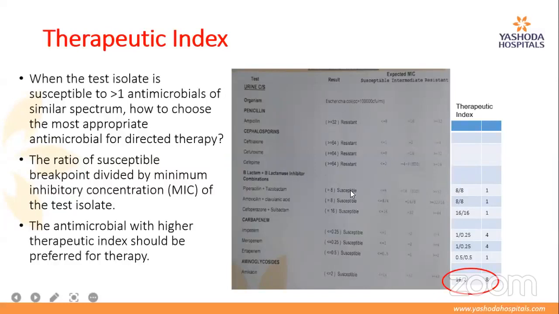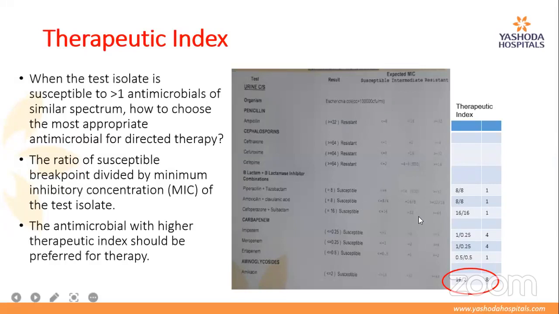In the case of imipenem, the susceptible breakpoint is 1 divided by the MIC of 0.25, so it is 4. Similarly, meropenem is also 4, whereas ertapenem is 0.5 divided by 0.5, so 1. In the case of amikacin, the susceptible breakpoint is 16 and the MIC value is 2, so it's 8. Apparently carbapenems look more effective, but for amikacin the therapeutic index is high, so it could be preferred for therapy unless other indications are there.